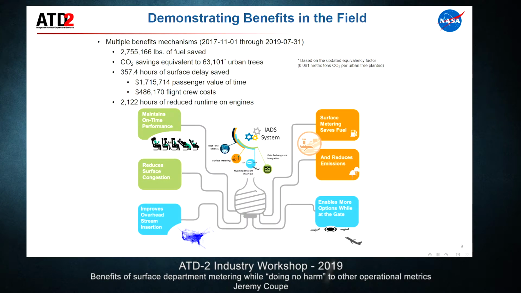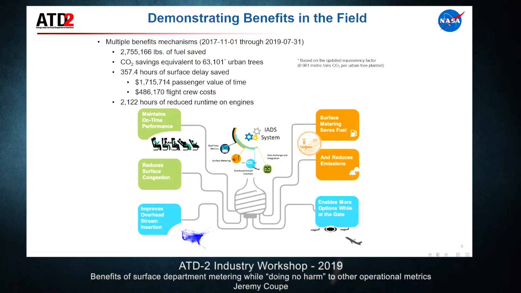So if we were to put everything together into one pool, and when I say everything, I mean the slide of our three benefit mechanisms: gate holding for surface metering, gate holding controlled flights that are negotiated while still at the gate, and renegotiating for earlier slots in the overhead stream. If I bundled all of this up together and said, okay, what type of benefits are we seeing? What we see is that from the life cycle of the project, we've saved 2.75 million pounds of fuel.